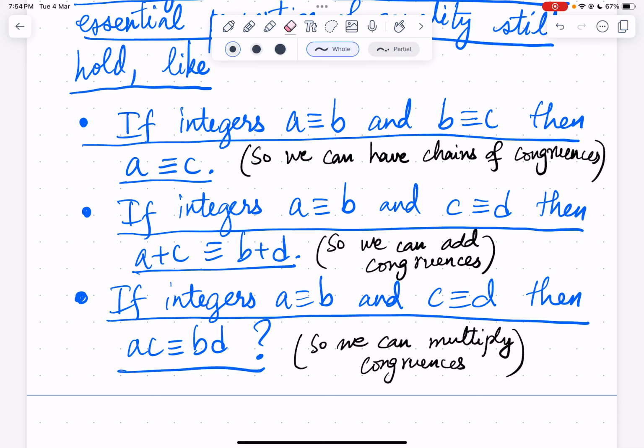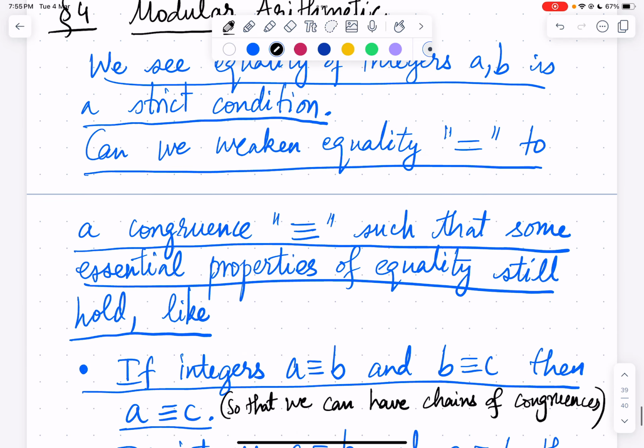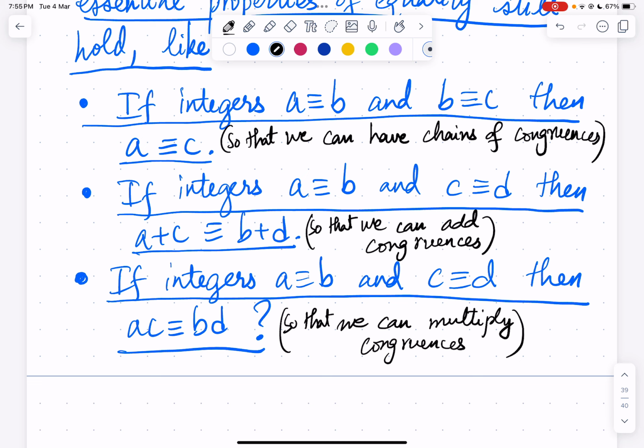Well, let's show that. So that we can add congruences and so that we can multiply congruences. Can we weaken equality to a congruence such that these properties hold? We can have chains of congruences, we can add congruences, and we can multiply congruences. Can we weaken equality to such an operation? This is a question. So yes, we can.